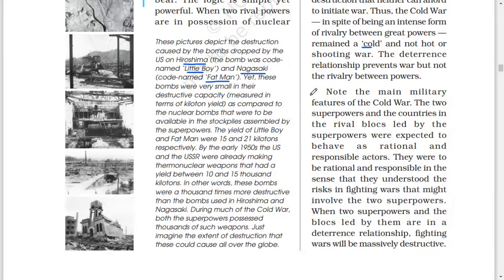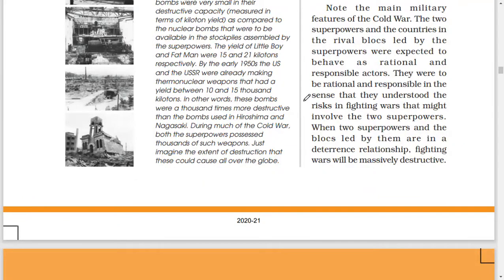Note the main military features of the Cold War. The two superpowers and countries in the rival blocs led by the superpowers were expected to behave as rational and responsible actors. They were to be rational and responsible in the sense that they understood the risks in fighting wars that might involve the two superpowers. When two superpowers and the blocs led by them are in a deterrence relationship, fighting wars will be massively destructive.